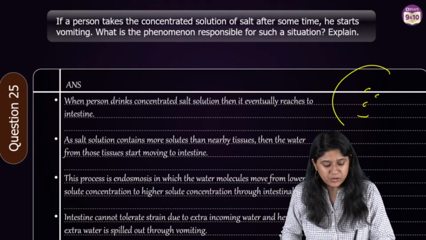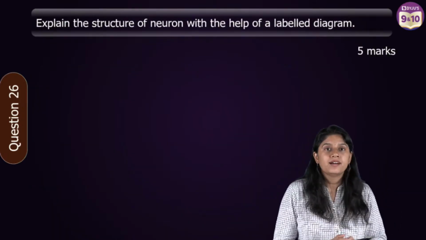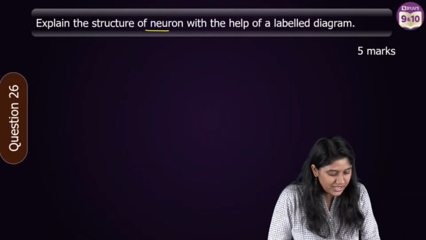Okay? Last 5 questions, everyone. Jaldi se, let's finish it off. Explain the structure of neuron with the help of a labelled diagram.